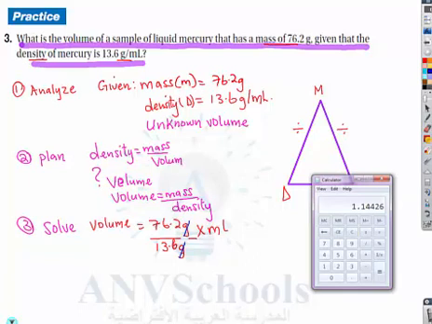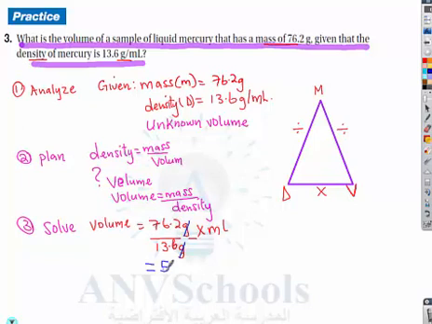So we will take the calc here, and into the calc we shall put our numbers. We have 76.2, and we are going to divide it by 13.6. Our answer will be 5.6. So we have 5.6 milliliter. So that is the answer, and that is the volume in this question.